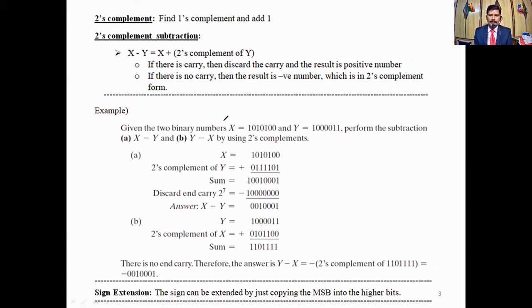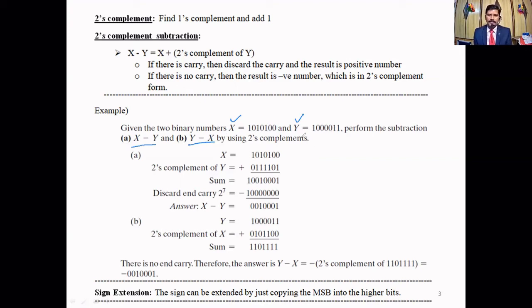Here x is given and y is given, some binary numbers. Perform the subtraction. That means x minus y I want, and y minus x also I want. Here basically x is greater, because 1010, that means 1 4 0, that is greater. So x minus y and y minus x also, using 2's complement you have to subtract.